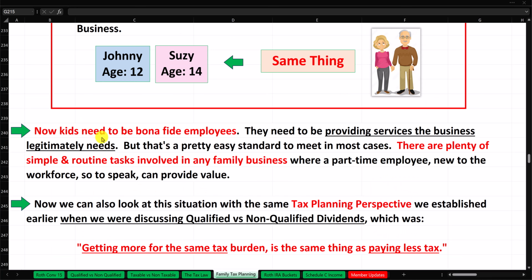Now the kids need to be bona fide employees of the Schedule C business. They need to be providing services to the business that the business legitimately needs. But that's a pretty easy standard to meet in most cases. There are plenty of simple and routine tasks involved in any family business where a part-time employee new to the workforce, so to speak, can provide value.